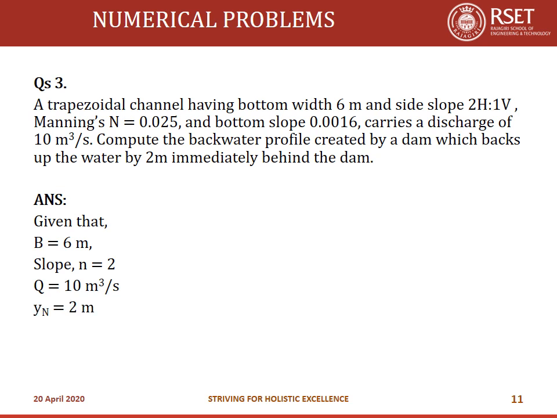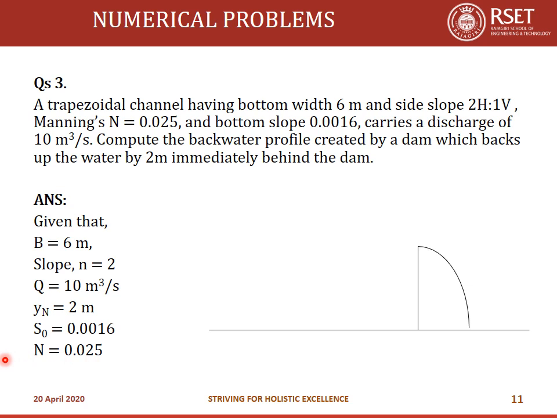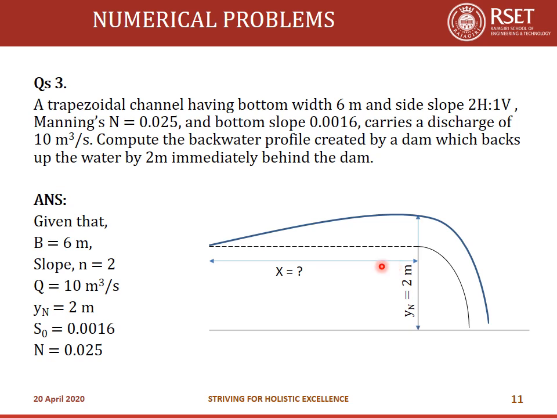The final depth, Y capital N. Check the subscript, it's not normal depth. Y capital N is the last depth of the GVF profile, given as 2 meter. S naught is 0.0016 and Manning's constant is 0.025. So if I am drawing the figure, this is the flow of water. Now I know that this depth just behind the dam is 2 meter. And I have to find out the length of the GVF profile.